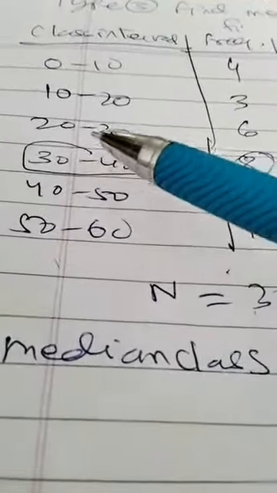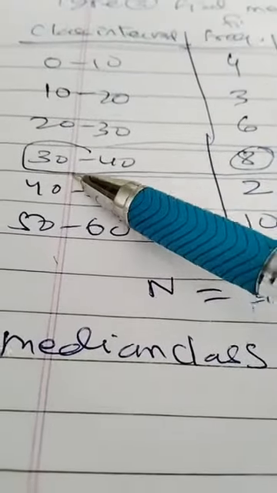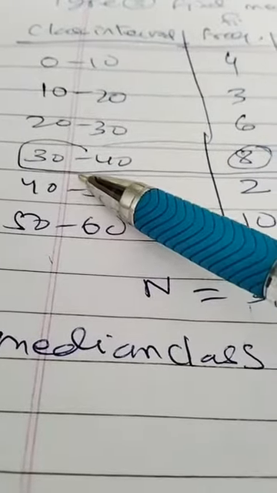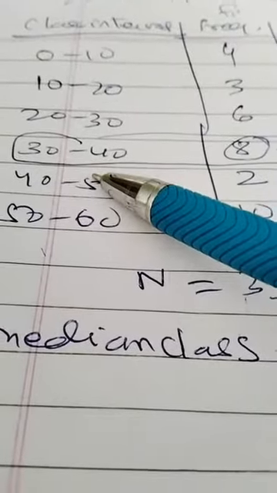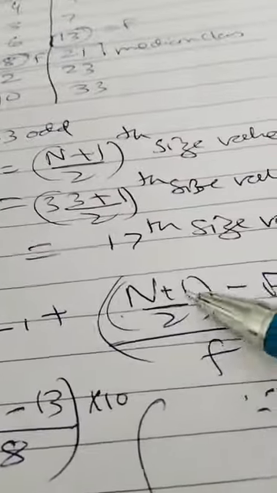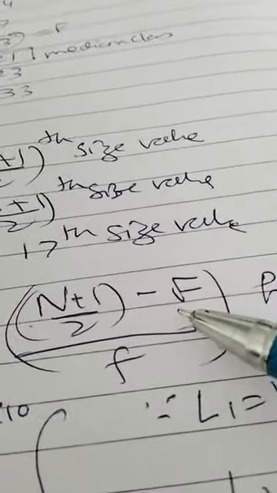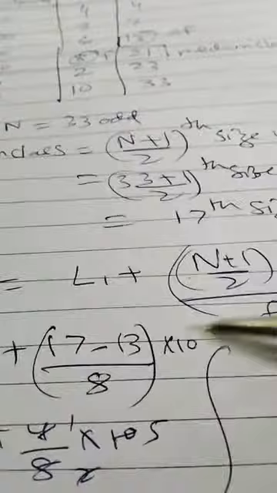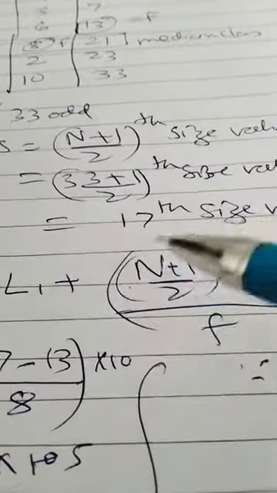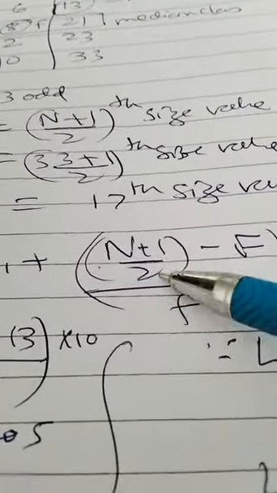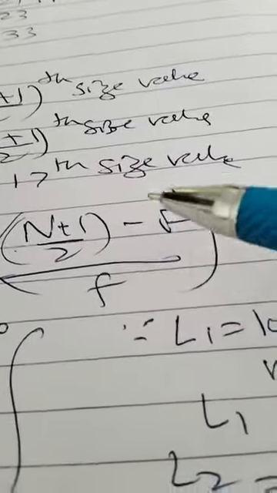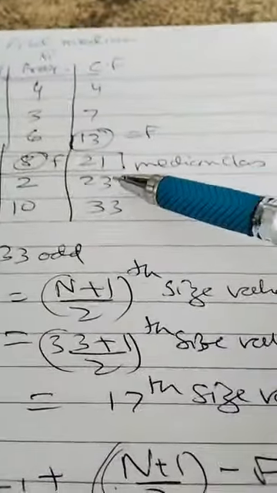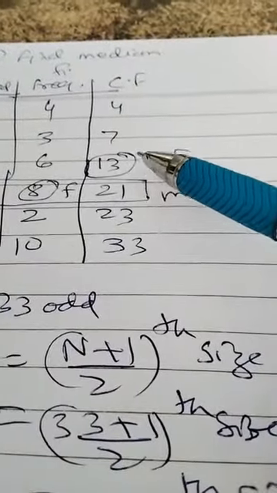In the previous question it was given as xi, but in this case the data is given in class interval format. So we use a formula to calculate the median. The formula of the median is L1 plus ((n plus 1) by 2th value minus capital F) by small f, into h, in which L1 is the lower limit of the median class, the (n plus 1) by 2th size value is the median class value. Capital F is the just preceding frequency in the cumulative frequency table of the median class.